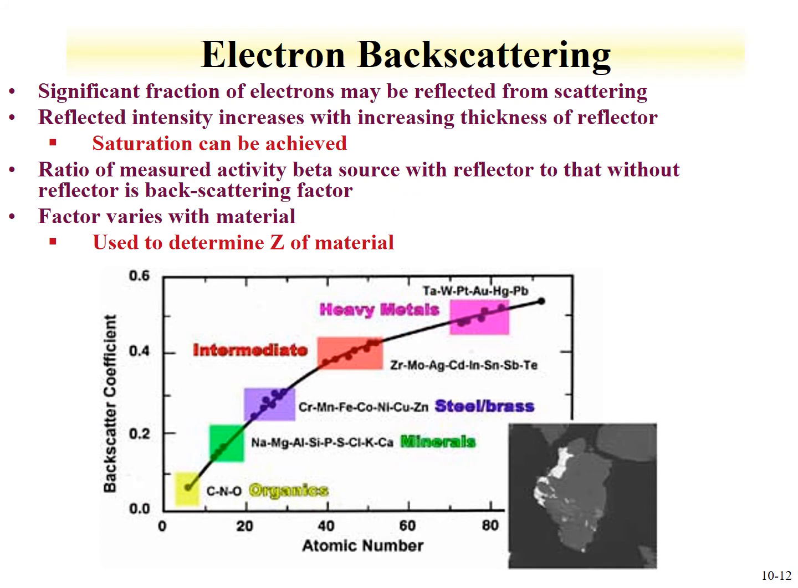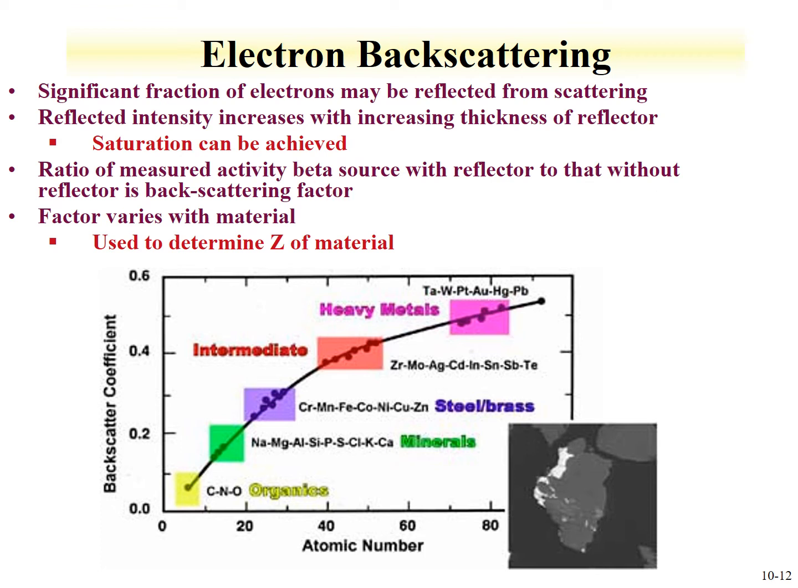This behavior of electrons, particularly how one could scatter electrons, is actually used in analytical methods. A significant fraction of electrons can be reflected from scattering. And the intensity of this reflection increases with the thickness of a reflector, and you can actually achieve a saturation where electrons can be entering material and then scattering back out. One can evaluate a ratio of measured activity from a beta source with a reflector to that without a reflector, and this is something called backscattering.